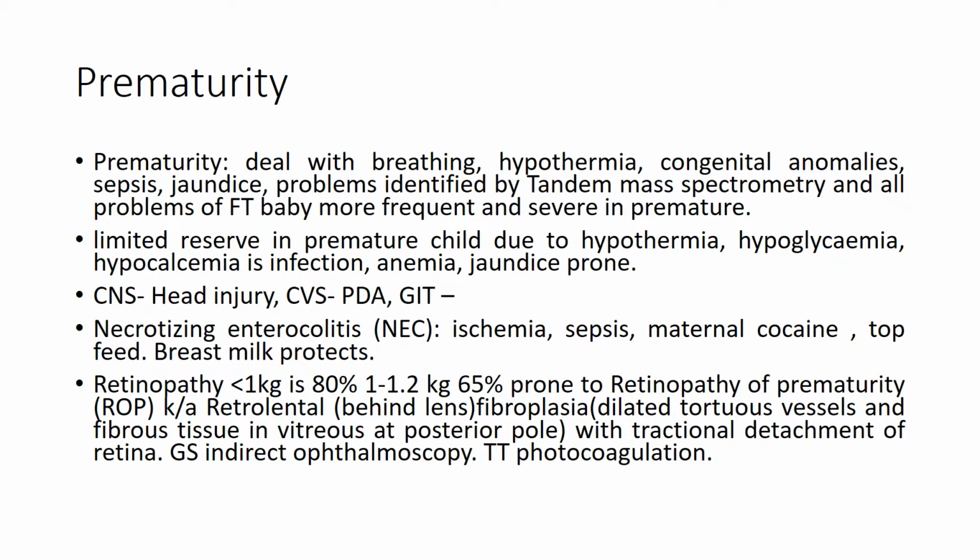Retinopathy in less than 1 kg is 80%, in 1 to 1.2 kg is about 65%. And this is called retinopathy of prematurity or retrolental, that means behind lens, fibroplasia, which means dilated tortuous vessels and fibrous tissue in vitreous, especially at the posterior pole. With traction, it can cause detachment of the retina.